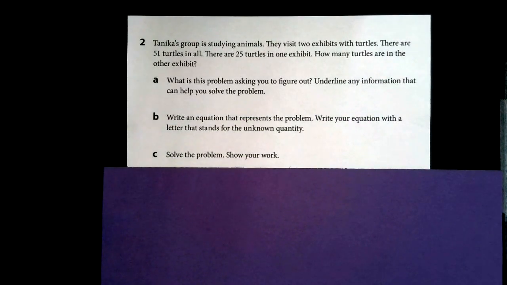All right. Go ahead and give this one a try, then come back and let's look at the third problem.